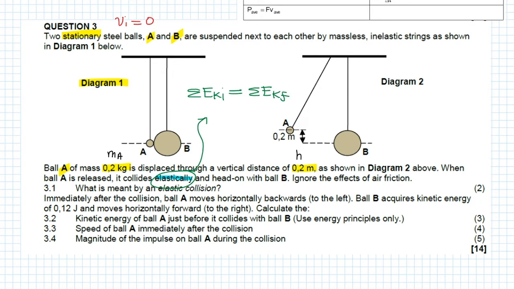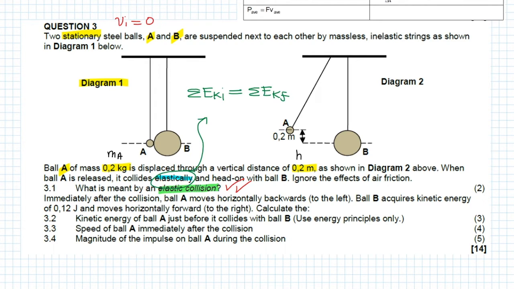Question 3.1 now says, what is meant by an elastic collision? Now I'm not going to write this down, but for 2 marks you will state, an elastic collision is a collision in which both total momentum and total kinetic energy are conserved. And for writing that down, you're going to obtain 2 marks.